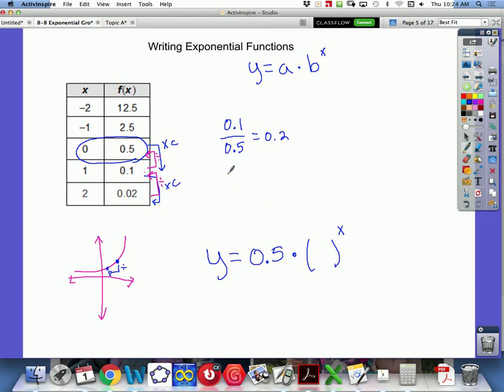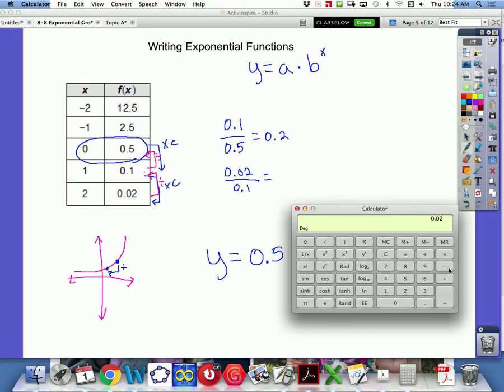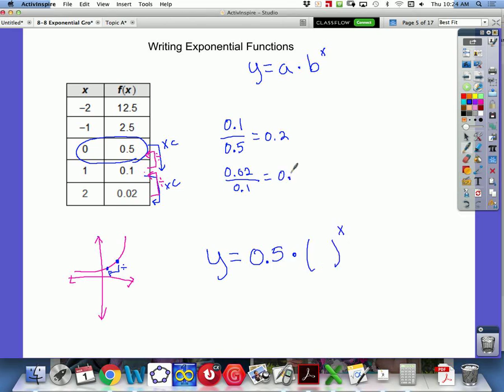If I want to check it, it should be the same every time if it's exponential. I'll do 0.2 or 2/100 divided by 1/10, and that still gives me 0.2. So that means in my equation right here, my growth factor is 0.2 to the x power, and that would be my equation.